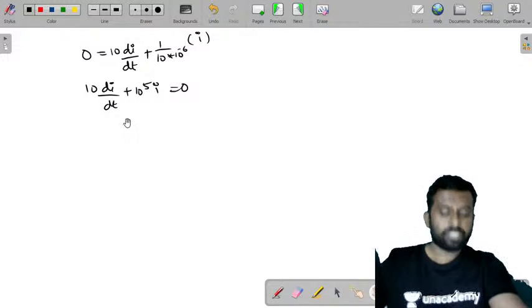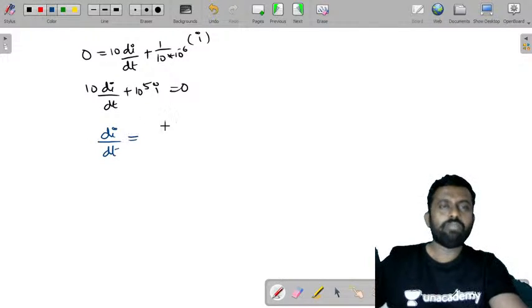This is the differential equation. And what do we need? We need di by dt, di of 0 plus by dt. So di by dt is equal to minus 10 power 5 by 10 into I. This is minus 10 power 4 I.